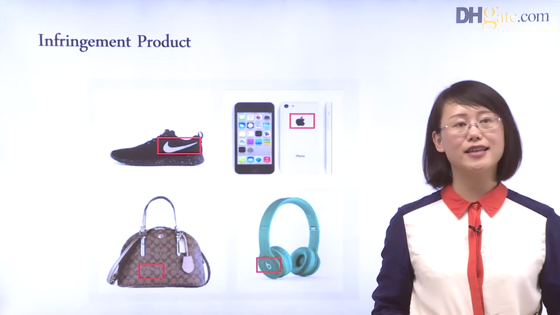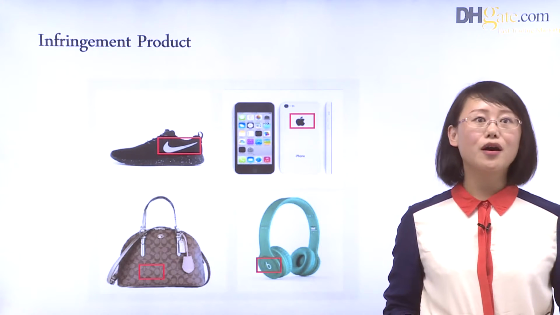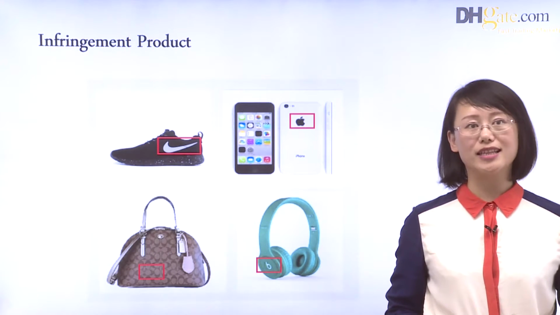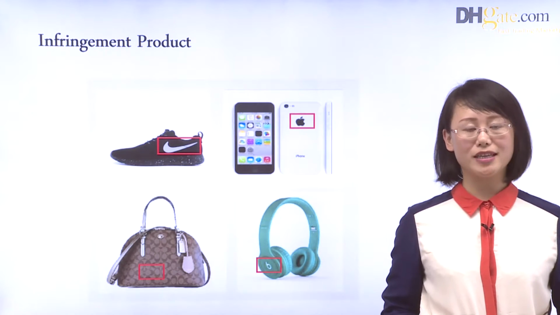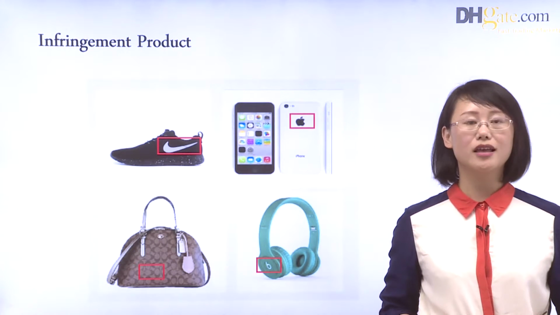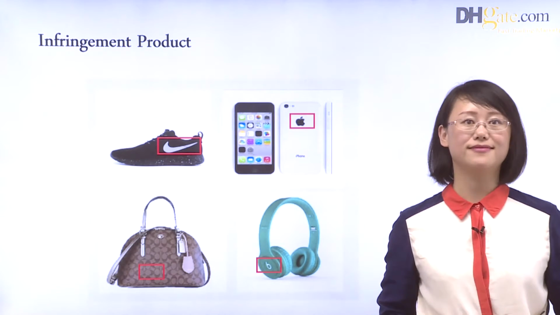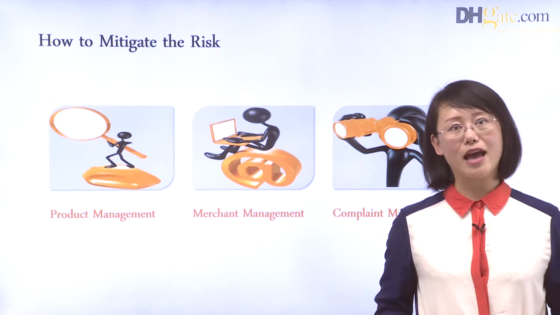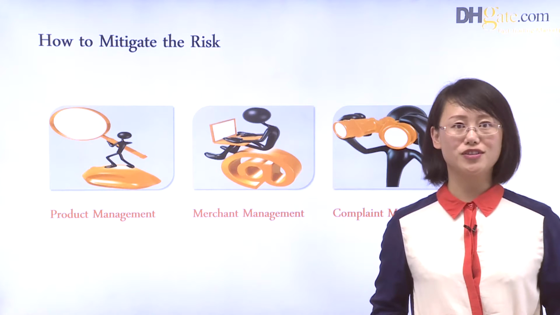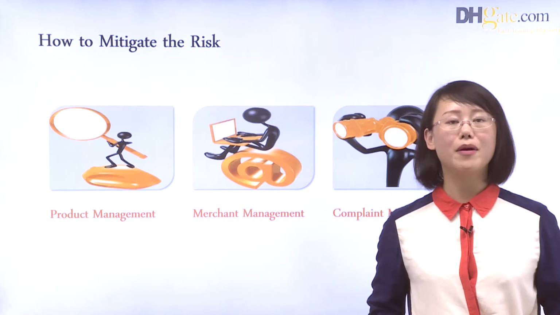The second one is the infringement product. As you can see in this picture, we have the Nike, iPhone, and Beats logos in the product listings. If you are using these logos, these trademarks, without the intellectual property owner's permission, it will be identified as infringement. Some of the platforms may have millions of listings online, and it's very hard for you to list out all the illegal and infringement products one by one.